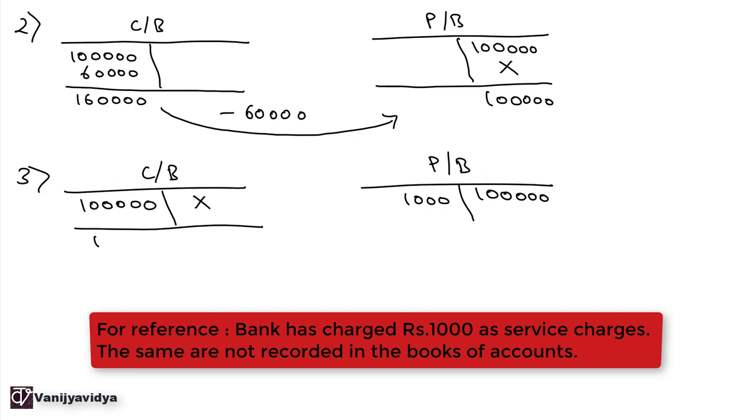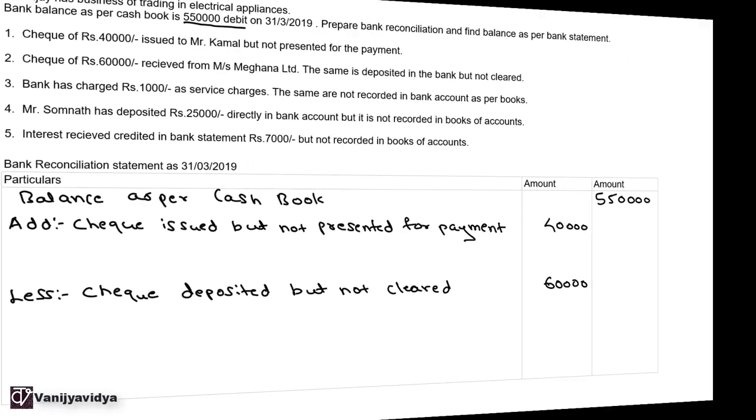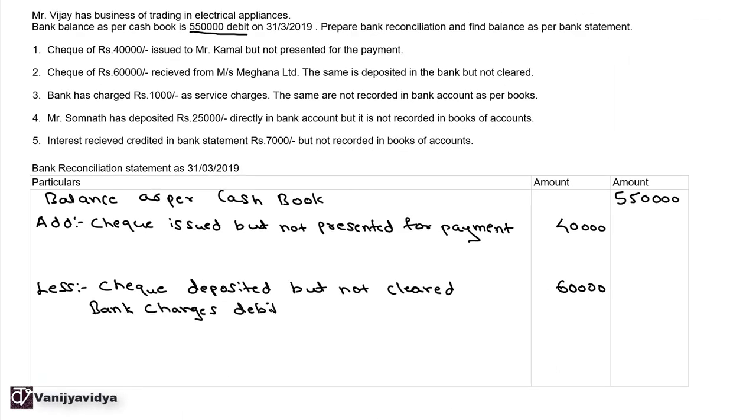So, the balance as per cash book is 1 lakh. Balance as per passbook is 99,000. Now, we have to move from cash book to passbook, so we have to reduce 1,000. Let's record this. Bank charges debited by bank but not recorded in the cash book, 1,000. Now let's see the next transaction.